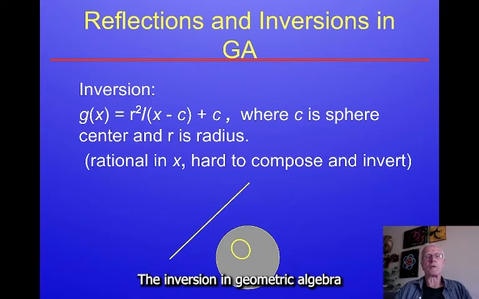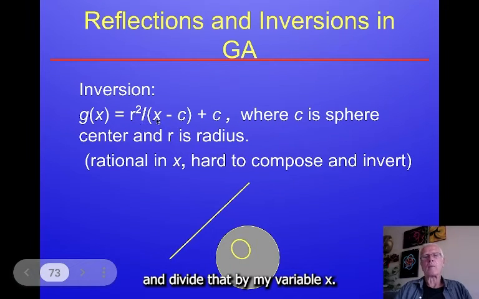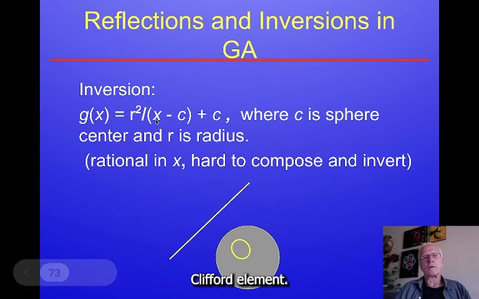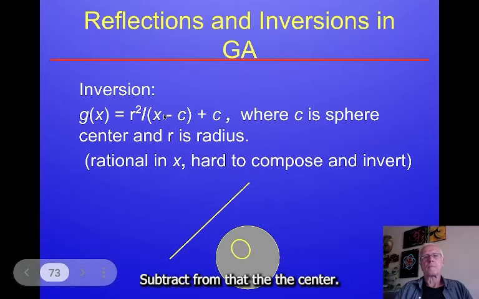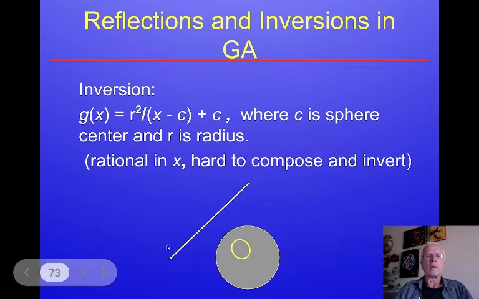The inversion in geometric algebra: I will take r squared, where r is the radius, and divide that by my variable x, which is any Clifford element, subtract from that the center, and then add to that the center again. And this gives me a general inversion about a general sphere in geometric algebra.